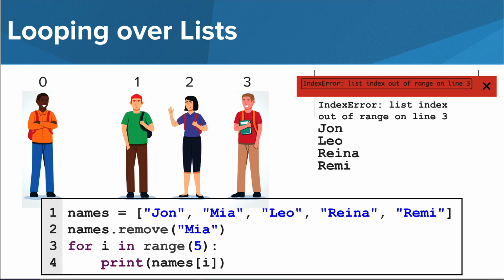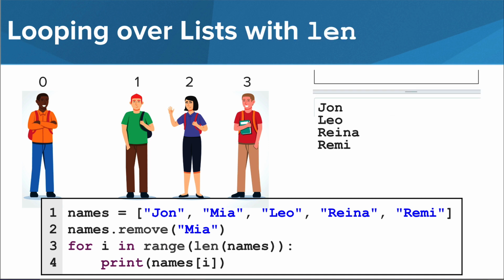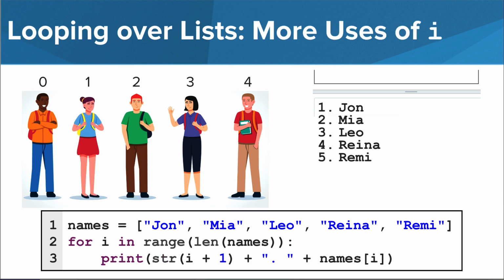How can we fix this? We can use the len function to control how many times our loop iterates or repeats. Now, when we remove an item, it doesn't cause our loop to break because it is only going to repeat once for each item in the list. And remember, that value of i can be used anywhere inside the commands in our for loop.